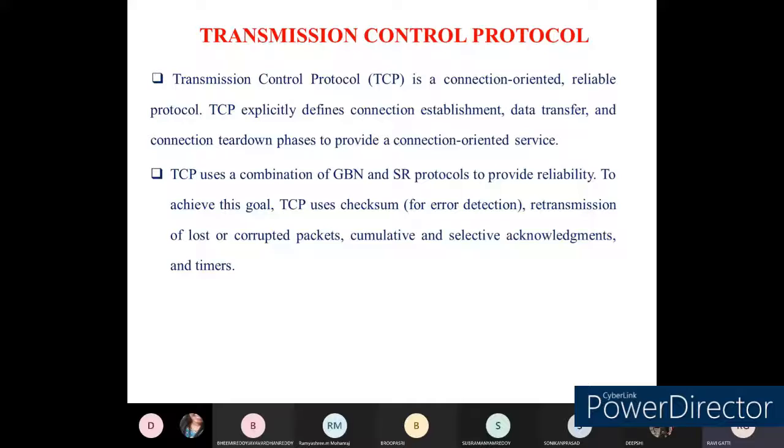There are two important protocols you are going to learn in the transport layer: the UDP protocol and the TCP protocol. Sir will be discussing them, let's see, depending upon how the time permits. For the time being I am starting with the Transmission Control Protocol, and if time permits I will complete the UDP protocol and sir will be discussing the rest of the part.